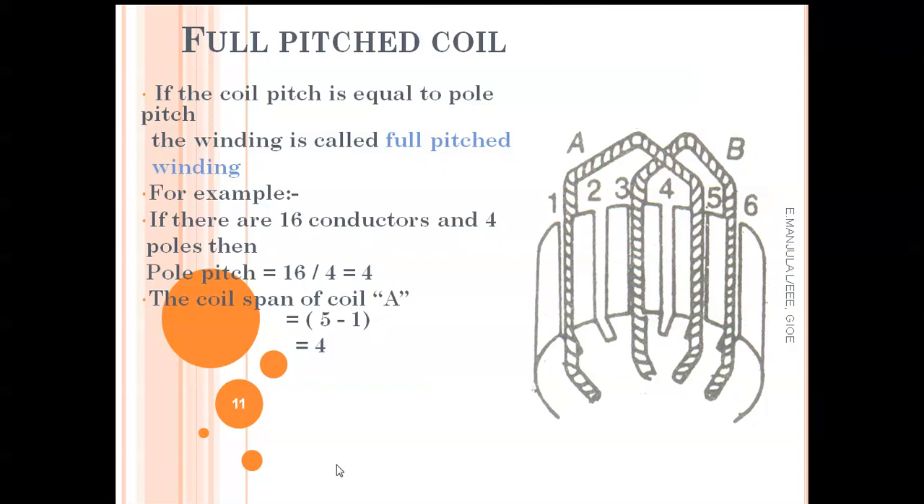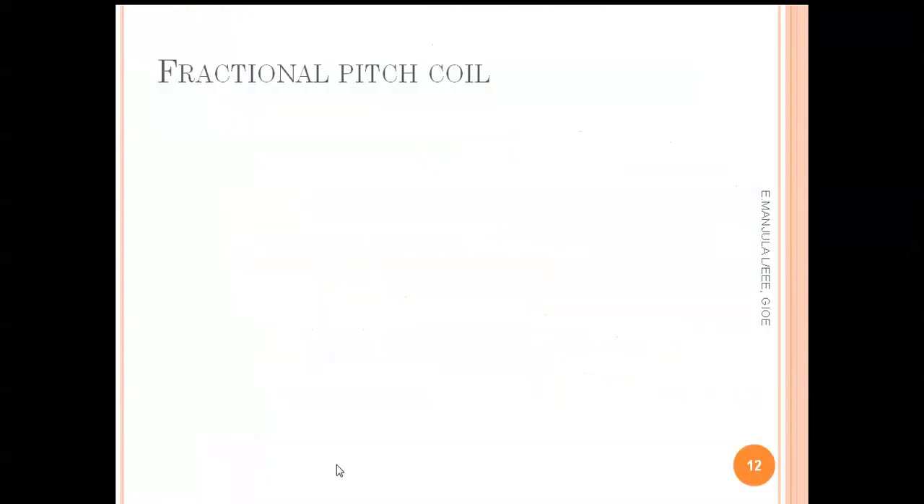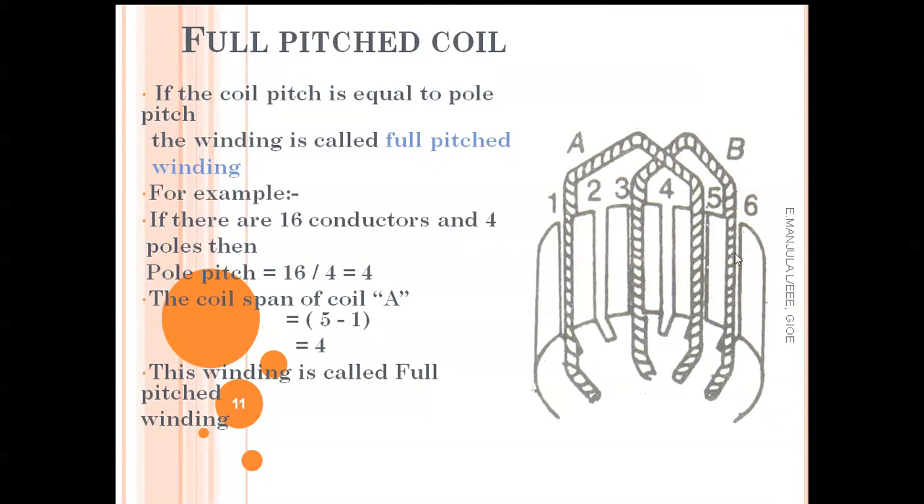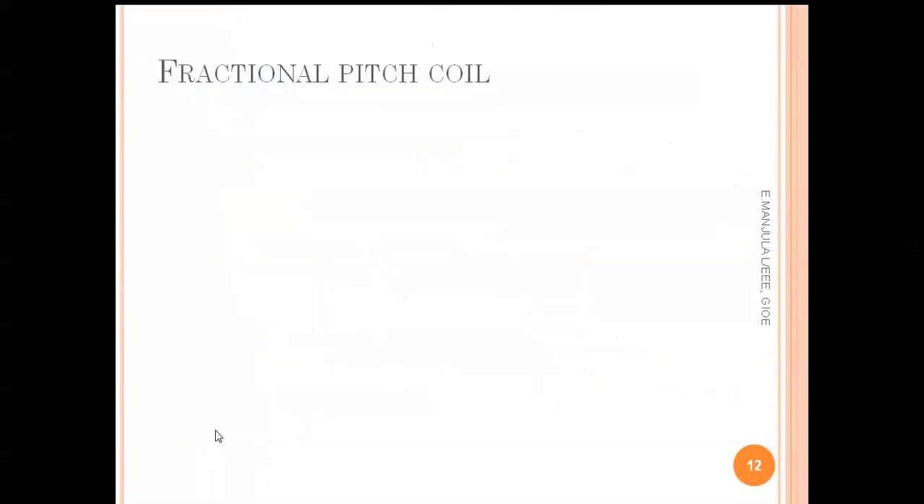So now we will take coil B. Coil B is not a full pitched coil, because its coil span is equal to 3. So it is not a full pitched coil. The coil A winding is called a full pitched winding.